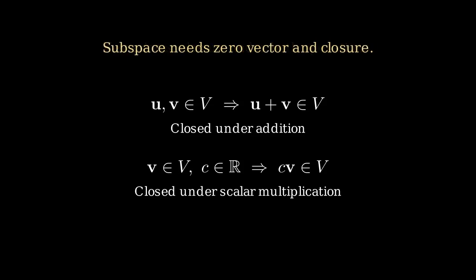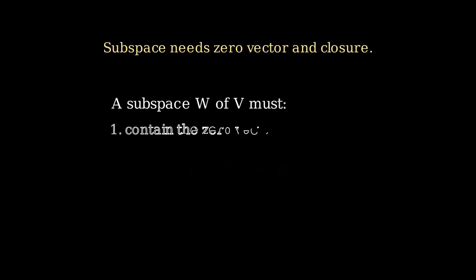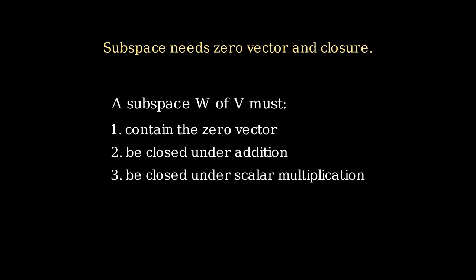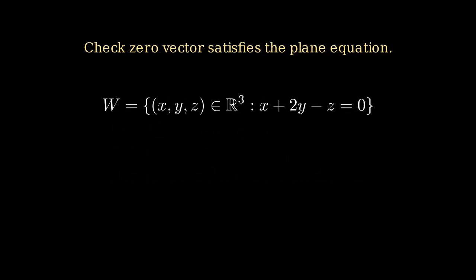Now consider a subspace, a smaller vector space sitting inside a bigger one. To prove a subset W is a subspace, we check three conditions. It must contain the zero vector, it must be closed under addition, and it must be closed under scalar multiplication. Let's test this on a specific example. Let W be the set of all points x, y, z in the real numbers to the 3, satisfying x plus 2y minus z equals 0.